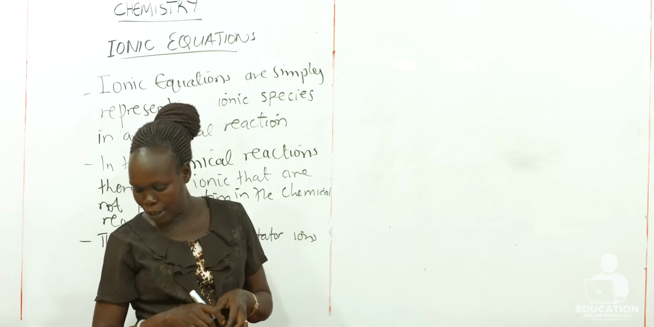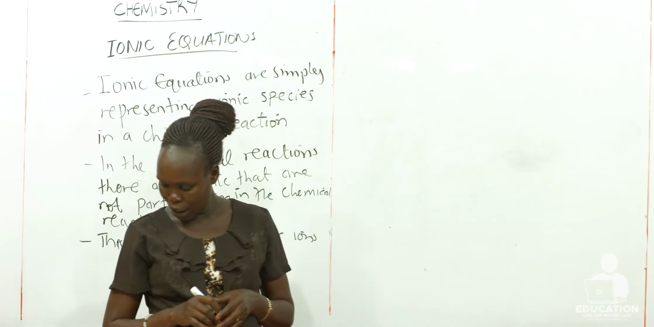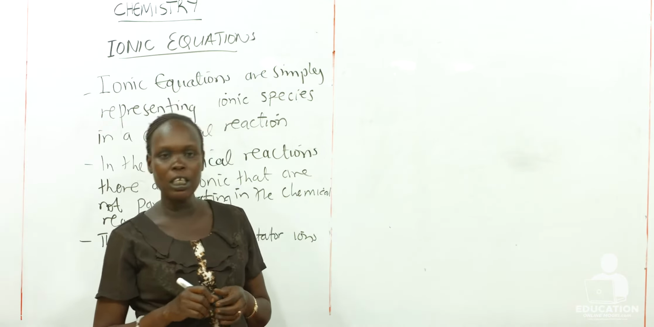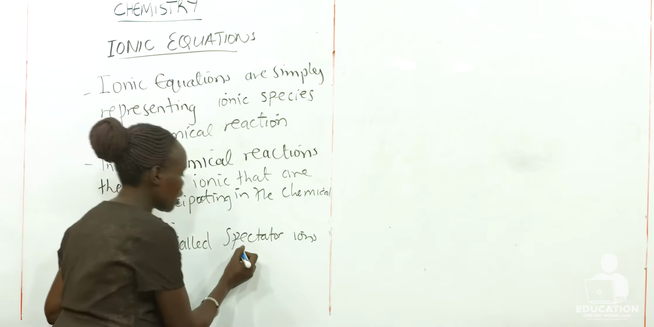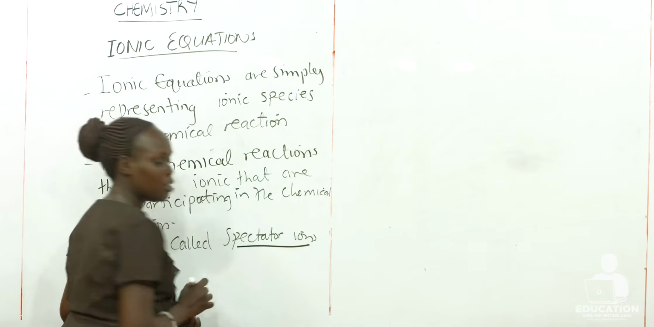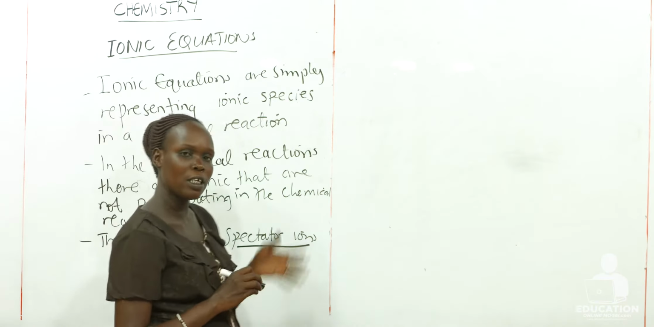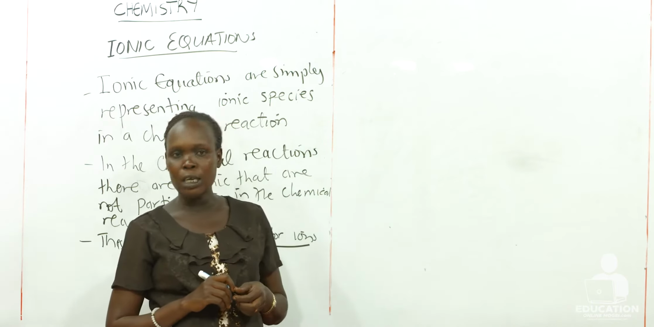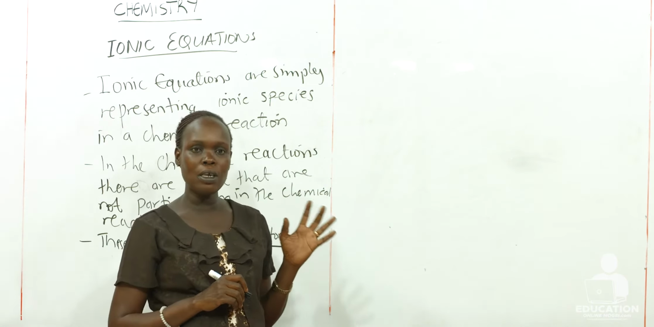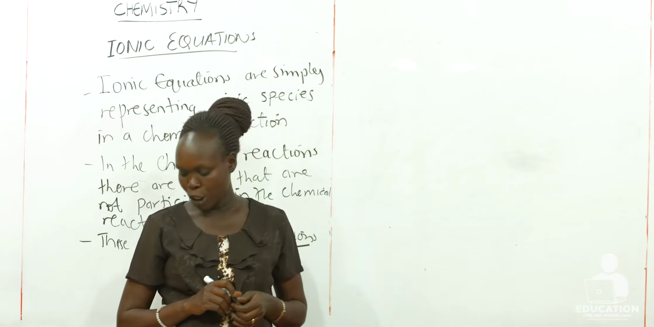Spectator ions cancel out and are therefore not shown in the ionic equations. They exist, but they are not taking part in the chemical reaction, and we consider them to cancel out when we are dealing with ionic equations.